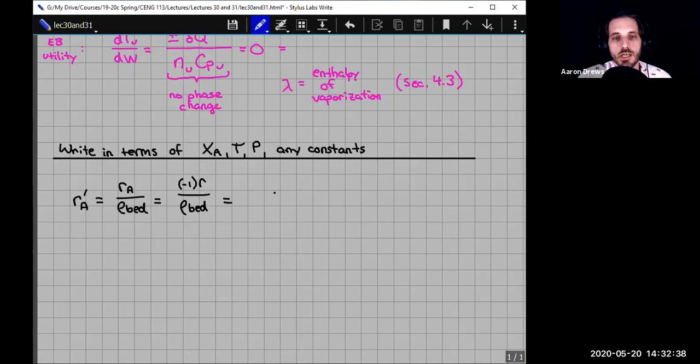So our rate here will be minus k C_A, again divided by rho bed. Now we have to go way back to chapter 5 to figure out what this C_A term looks like for gases. We need to write it in terms of conversion, and for a gas it's not going to be a joyride. It's going to be minus k times C_A0 divided by rho bed.